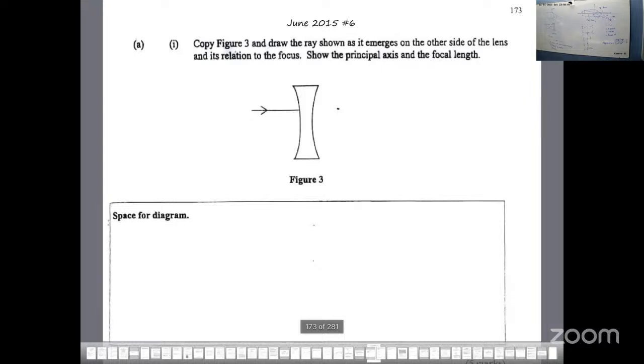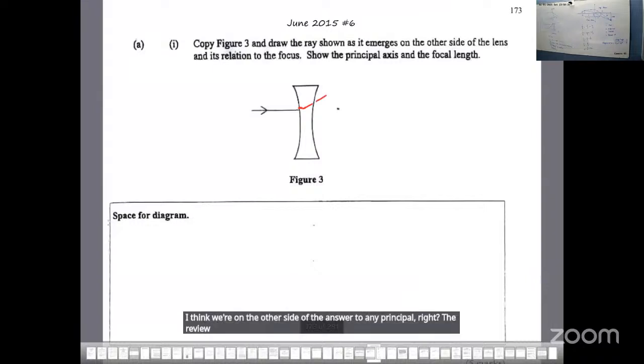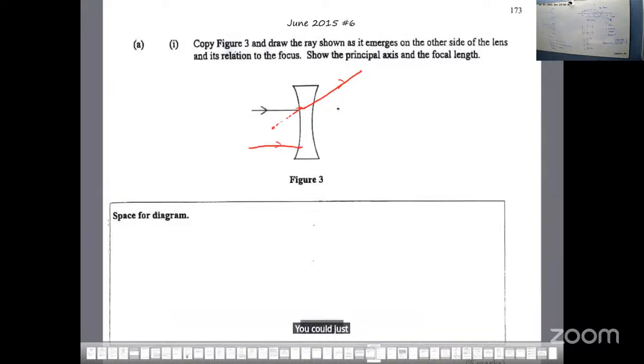Check this one out. Let's try the first part here. So they want to complete figure 3. Draw the ray shown as it emerges on the other side of the lens. Show the principal focus. So the ray will come through here, and then it will diverge. Principal focus is here. You can just draw one more.